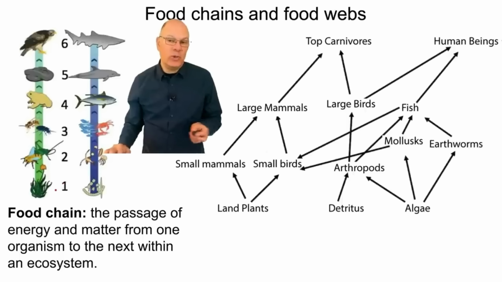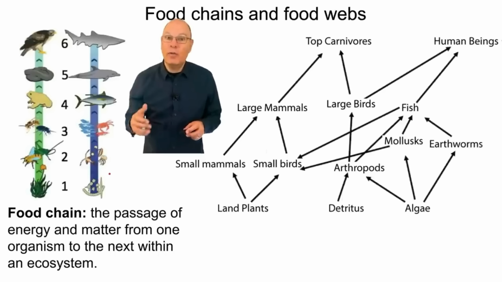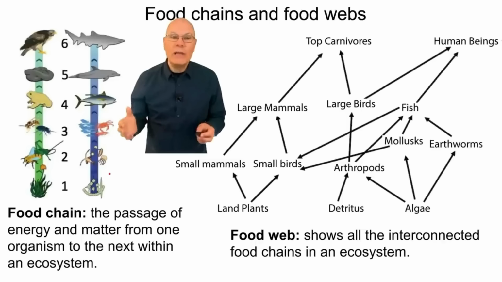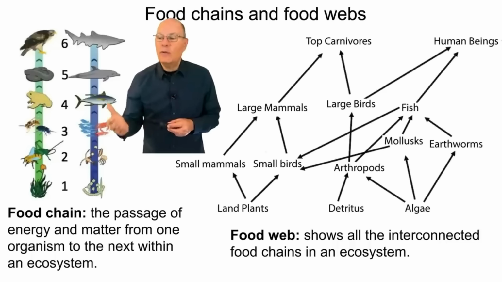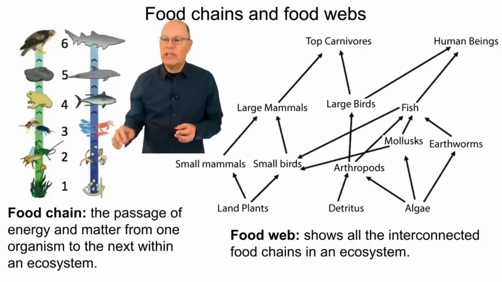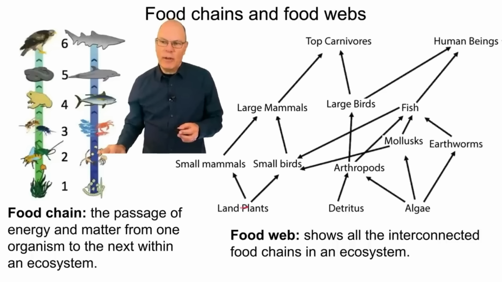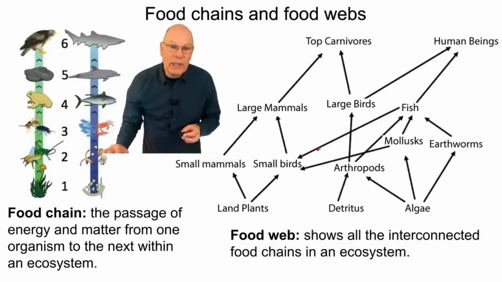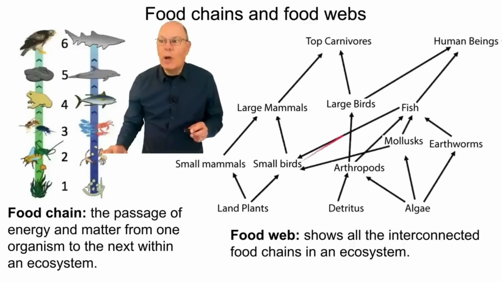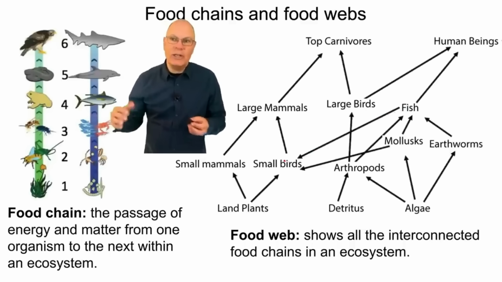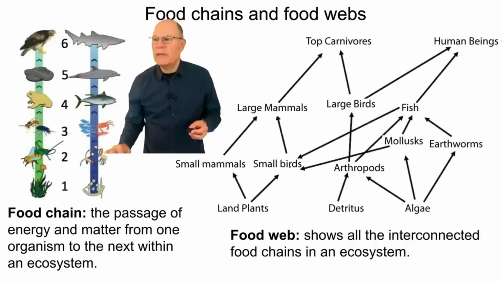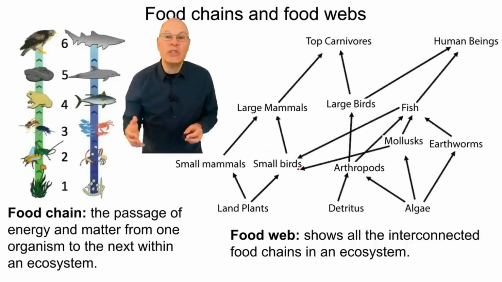On the left, we see a terrestrial food chain where a plant is getting eaten by insects, which are getting eaten by other insects, which passes to a frog, etc. On the right side, we see something equivalent for an aquatic food chain. On the right side, we have a food web. And a food web shows all the interconnected food chains in an ecosystem, and the arrows flow from the organism that gets eaten to the organism that eats it. And if these arrows look like they're flowing in the wrong direction, they're not. The small birds eat the fish, and that passes energy and matter from the fish to the small birds. And the same thing happens with mollusks and small birds, and so on and so forth.